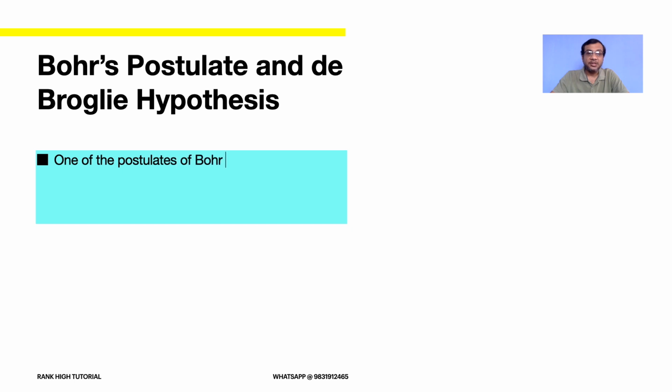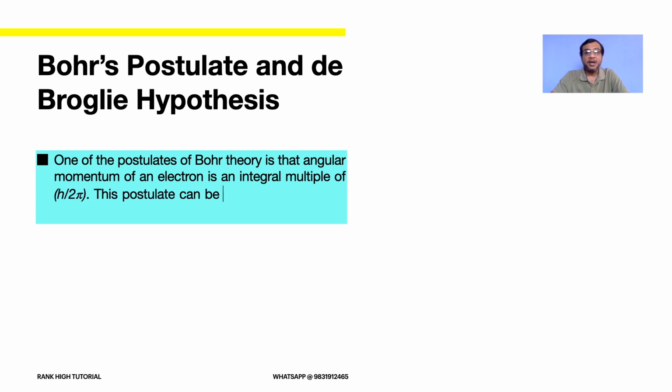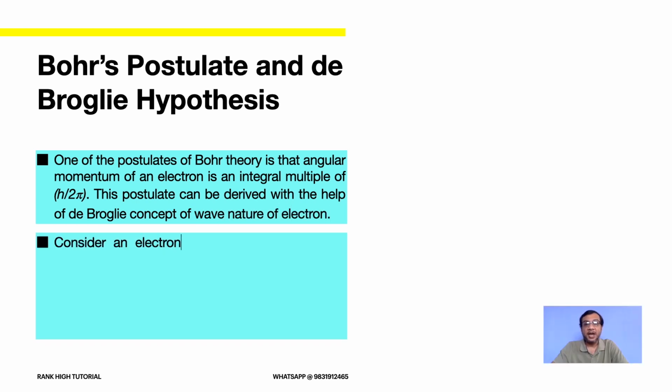One of the postulates of Bohr theory is that the angular momentum of an electron is an integral multiple of h by 2 pi. This postulate can be derived with the help of de Broglie's concept of the wave nature of electron. Consider an electron moving in a circular orbit around the nucleus.